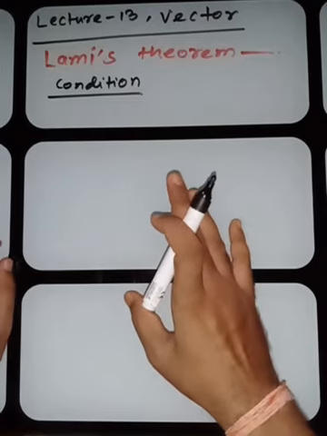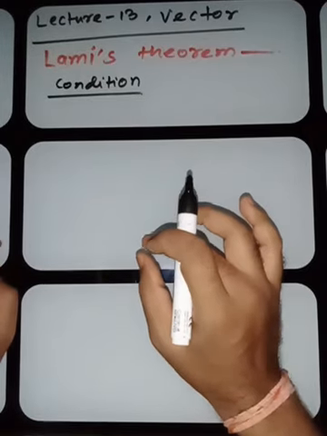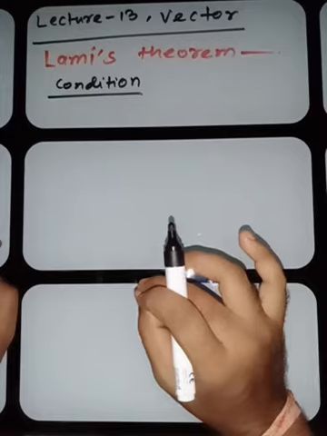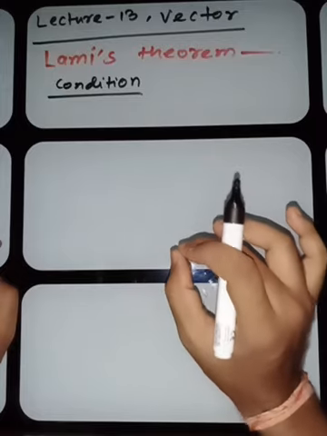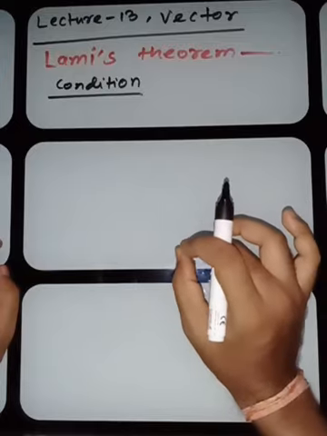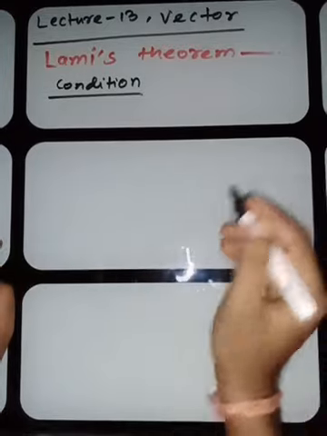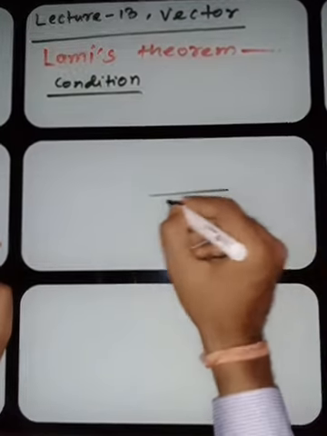I will explain, my dear students, what is the meaning of concurrent. If two or more forces are leaving from the same point, touching at the same point, then those forces are considered concurrent. For example, look here.